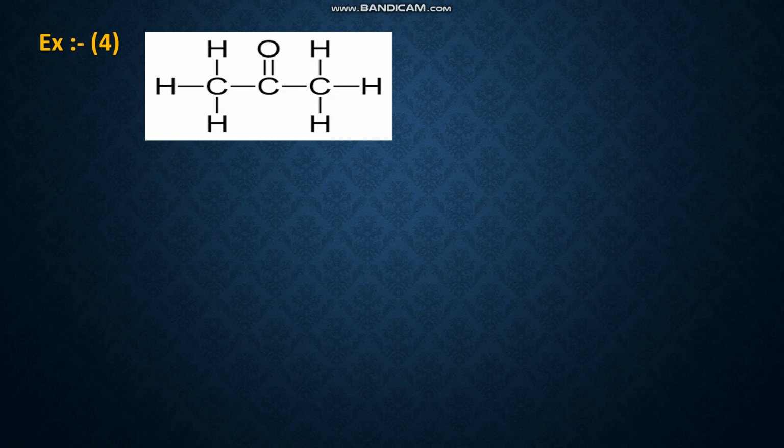Next example. So here, first step is to count the number of carbon atoms. How many carbon atoms are present in this? 3. So the name of the corresponding alkane is propane, which has 3 carbon atoms. Next, which functional group is present in this compound? CO, C double bond O. What is that functional group? Ketone. What suffix should be given for ketone? ONE. So this E should be replaced by ONE. So the name of this compound is propanone. So remember here, the CO group is common to both the aldehyde group and the ketone group. The ketone group will be present in between 2 carbon atoms.